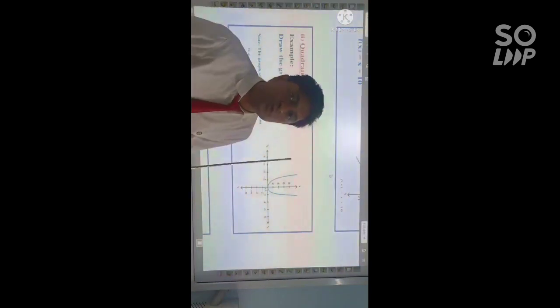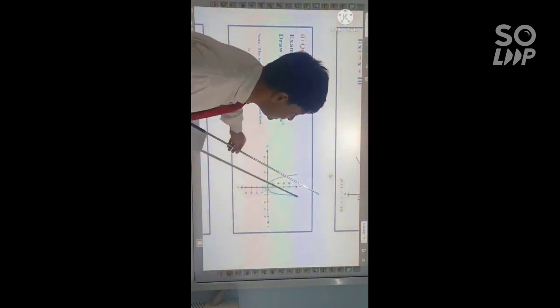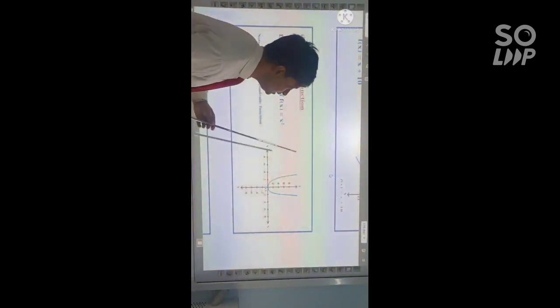So, draw the graph of f of x equal to x squared. We know that when the power is equal to 2, then this is not a straight line. This is in a curved shape. So, this is the quadratic function.